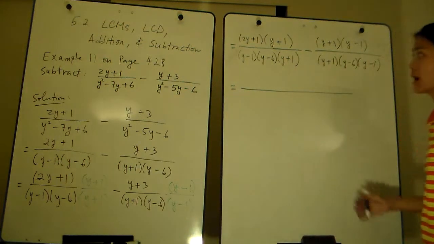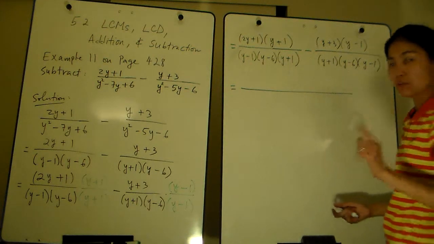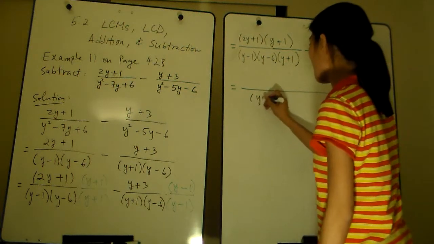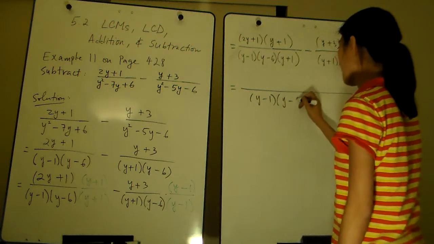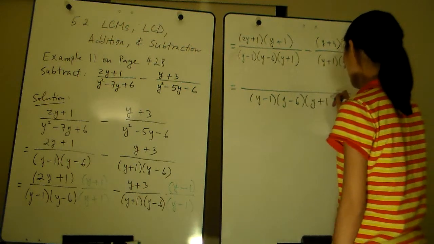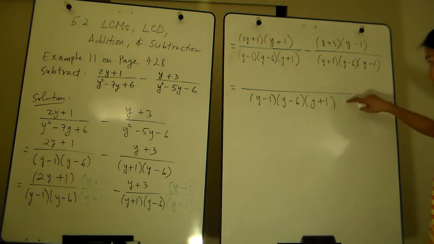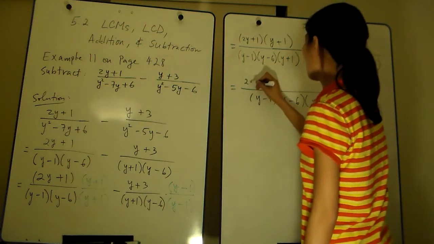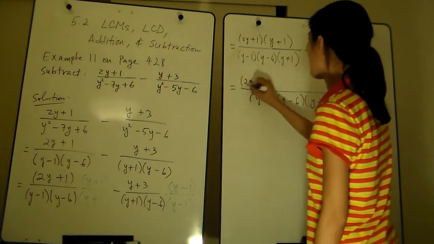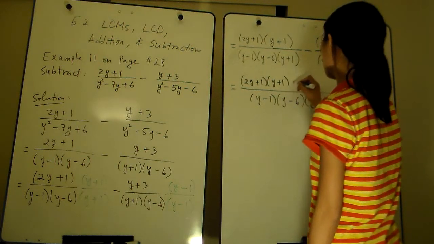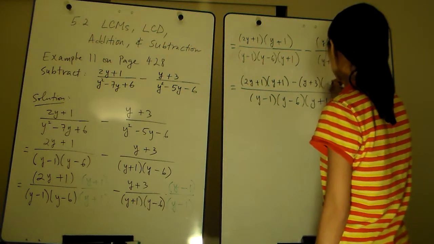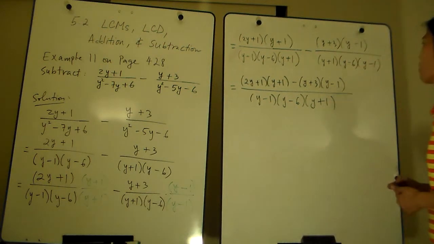That also means you can combine these two fractions as one fraction when they both have the same denominator. So y minus 1, y minus 6, y plus 1. When you combine the two fractions, the bottom is the common denominator, the common one. And then you subtract the two numerators. So 2y plus 1 times y plus 1 subtracts y plus 3 times y minus 1. Alright.